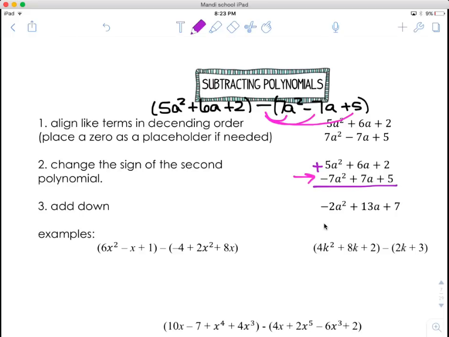So once we do that, we have 5 plus a -7, which is a -2. We have 6 plus 7, which is 13. And then we have 2 plus 5, which is 7. And those were all in the same columns. So the first one got the a squared, the second one got the a, and the last one didn't get anything. Okay, so sometimes this is a little bit easier. By the way, we knew it was subtraction because of that negative sign right there.